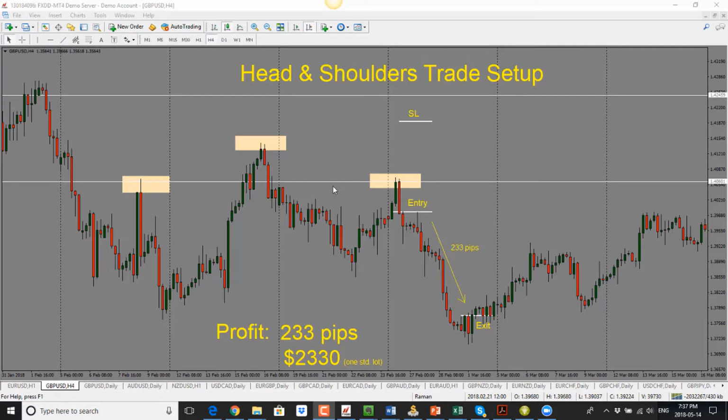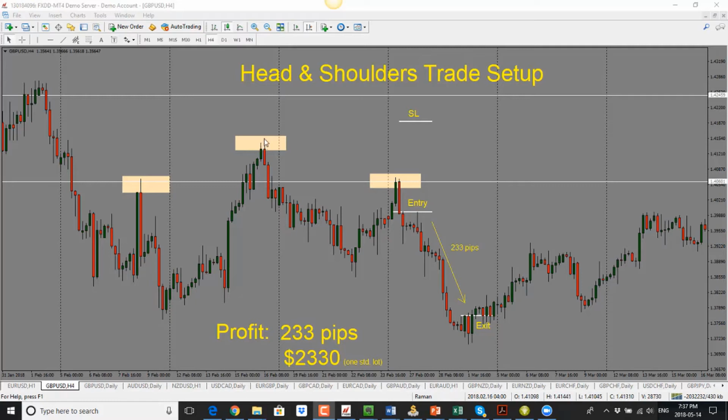Sometimes they are a little off. One can be higher than the other, but in this example, they are at exactly the same place. So once we see this type of a trade setup, we have a head, two shoulders, and we see a reversal candle there. We are looking to short this. So we're looking to go short. We enter the trade short here after we get this bearish engulfing candle close.